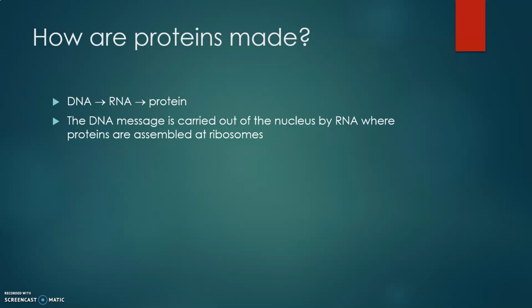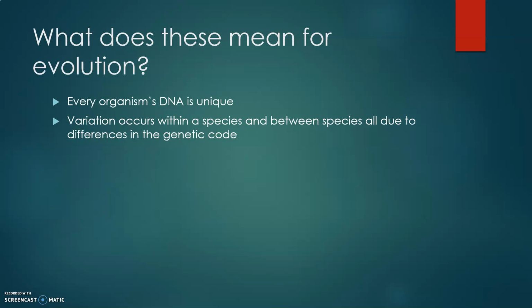So the code in the DNA is carried to the ribosome by RNA. So basically what happens is a DNA molecule is transcribed into RNA, and that RNA acts as a messenger where it takes the message in the original DNA molecule out of the nucleus to the ribosome where proteins are assembled. And that DNA message is carried out of the nucleus, as I said, by those RNA molecules, and ribosomes are the site of protein synthesis.